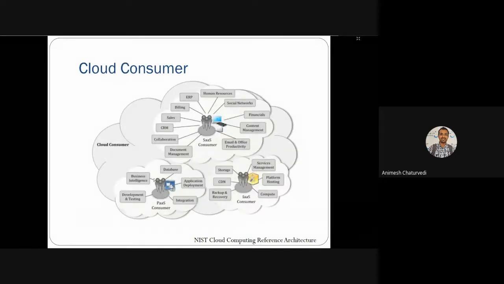So who are the cloud consumers? This picture shows there are three types of cloud consumers: software as a service consumer, platform as a service consumer, and infrastructure as a service consumer. What the infrastructure as a service consumer uses is storage, CDN (content delivery network), backups and recovery, service management, platform hosting, and compute. These are the services used by IaaS users.